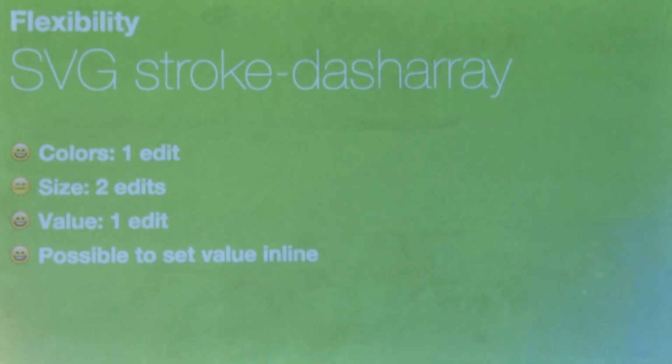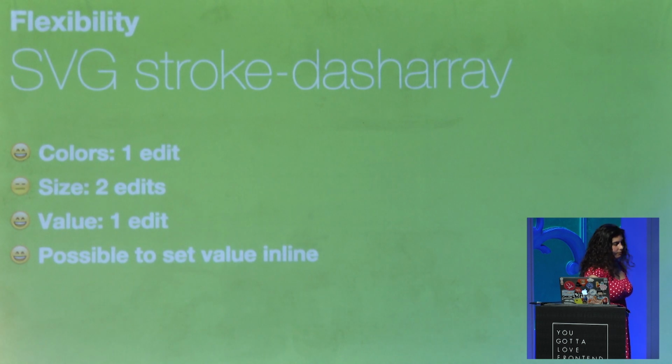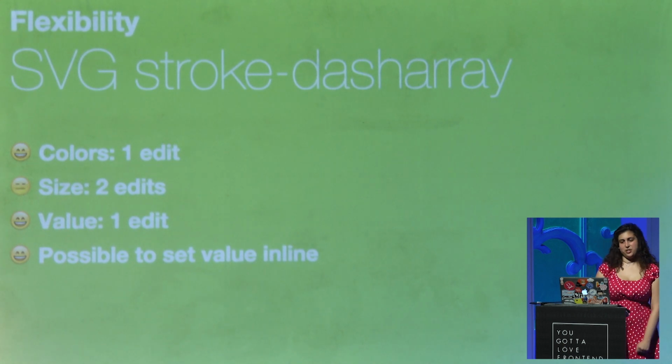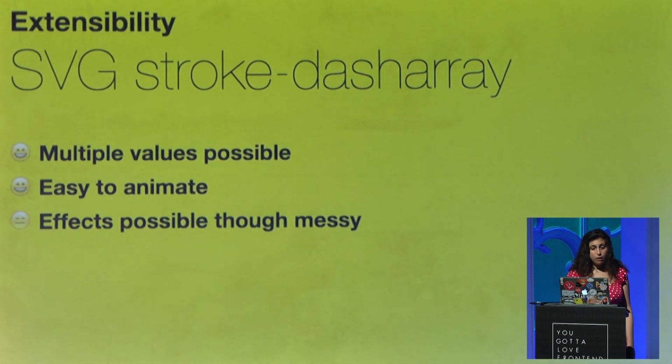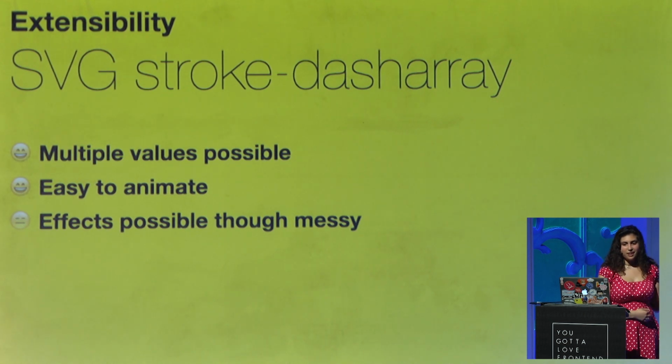So, how good is this technique? There's only one edit to change the colors, 2 edits to change the size, 1 edit to change the value, and a pretty straightforward one. Yay. Of course, we can set the value inline. We just set stroke dash array inline. We can have multiple values. I just showed you how. We can animate it. You've just seen how. We can have effects because there are SVG gradients that we can use, SVG patterns. It's super messy, but it's possible.